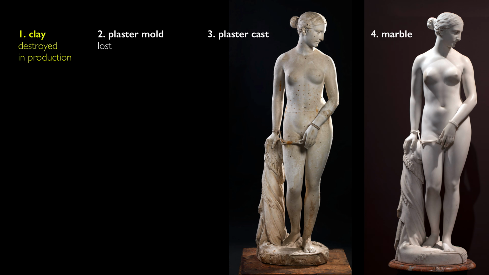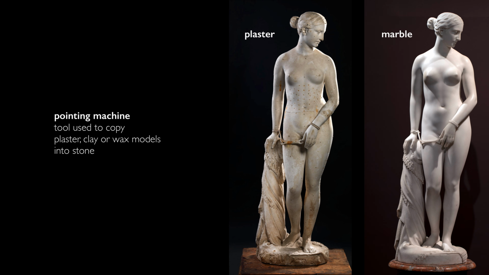So Powers created the initial full-scale clay model for this subject. Then he handed off the clay model to a professional team of mold carvers who created a plaster mold around the clay model and then created a positive plaster cast that was used for the replication of the statue in marble. Powers relied on a device known as a pointing machine to measure the exact contours of the plaster cast and to replicate the sculpture in the marble block.